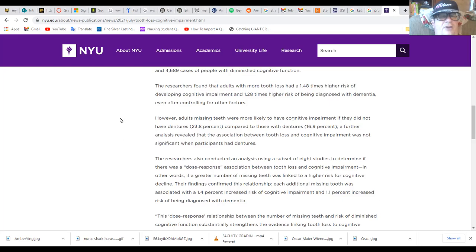If you want to look this up, this is from New York University, but you can easily find it by Googling tooth loss dementia. I would recommend you also do tooth loss Alzheimer's. There's another study from a couple of years back when they dissected the brains of patients who had dementia. They all had the bacteria in the brain. So, yeah, take it seriously. Clean your teeth. Moving on.